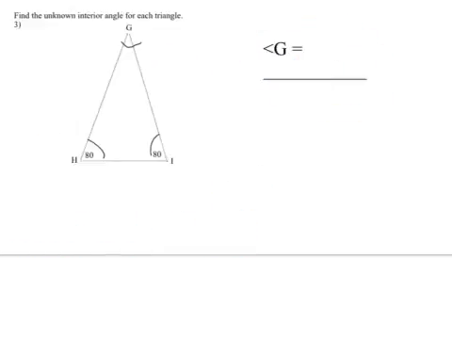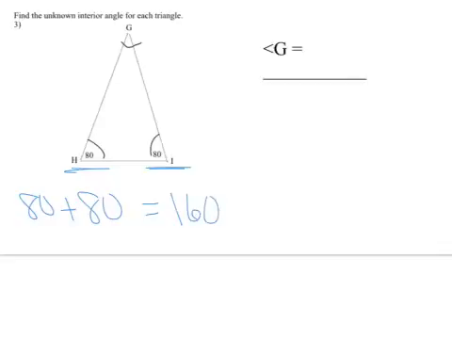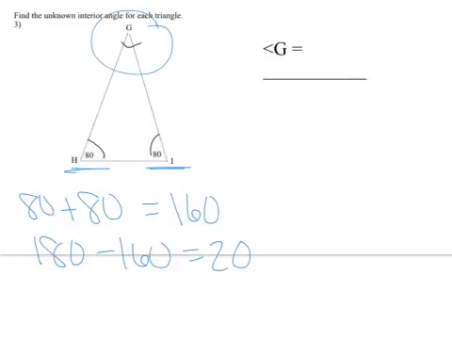Okay, so why don't you try example 3 on your own. Pause the video, see what you get for angle G, and then come back and check yourself. This one says that angle H is equal to 80 degrees and angle I is equal to 80 degrees. So 80 degrees plus 80 degrees is 160 degrees. Once again, all three angles have to add up to give you 180 degrees. So 180 minus 160 is 20. So that means angle G up here at the top is equal to 20 degrees.